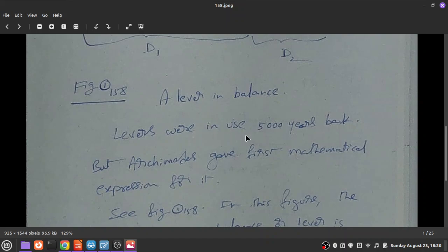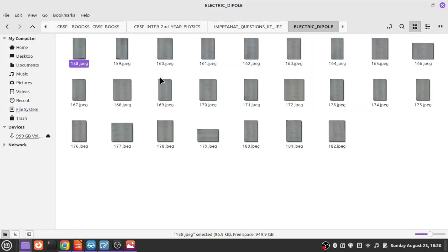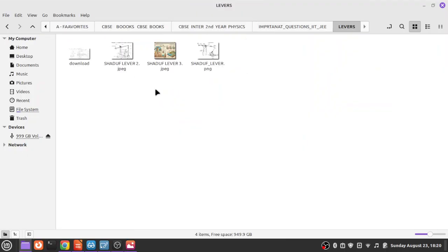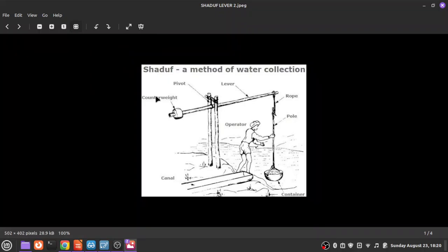Such kinds of levers were used 5000 years back. I will show you the levers. There are some examples here. This is a lever in use 5000 years back. Here a very large mass is there, but here a very small mass is there, and that small mass is effectively acting as a large mass, so this person can lift it very easily.